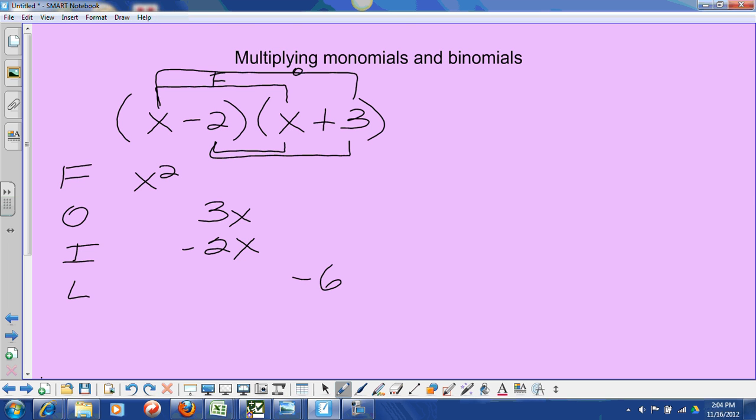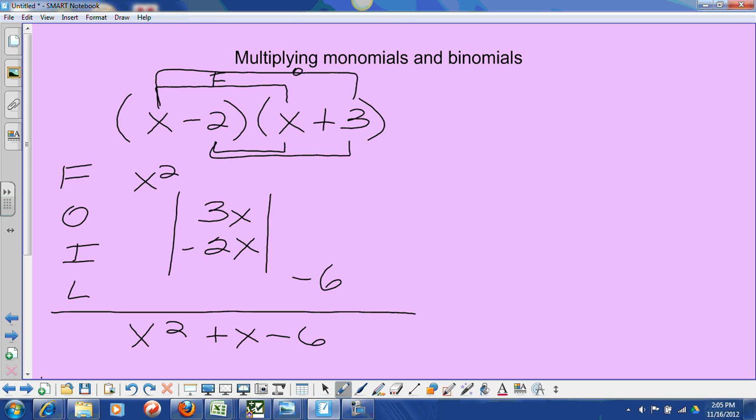Now, as you see, I set it up in columns, with the F being in the first column, the O and the I being in the middle column, and the last being in a column by itself. That works if you're dealing with the same variable for your first terms and numbers for your second terms of each set of parentheses. We'll start out setting it up that way. It'll be easier, and then we'll work from there, because now it's all set up to add it. So let's bring our x squared down. 3x minus 2x is x, minus 6.